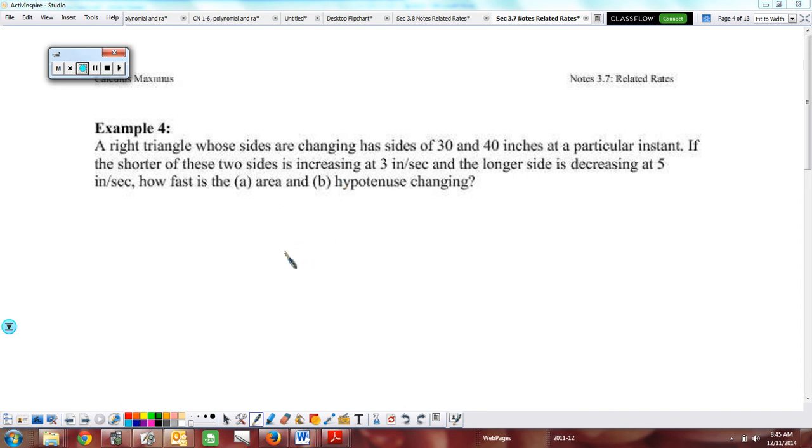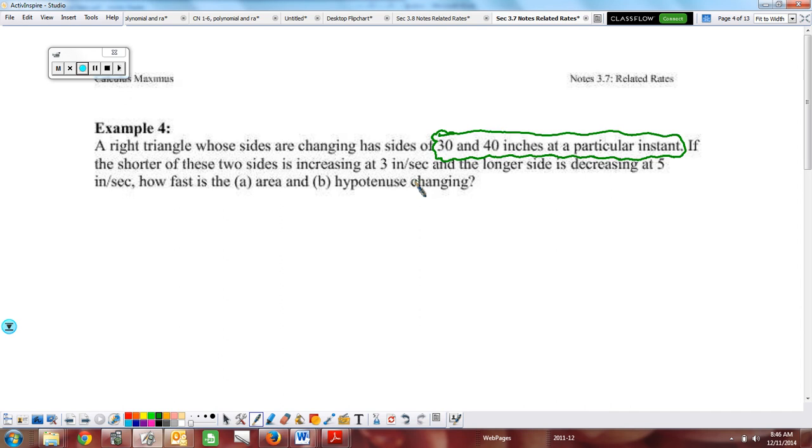Now, the first couple examples are focusing on the geometry type applications. So here's another one. We just did a rectangle. Now we have a right triangle whose sides are changing. At a particular instant, it has 30 and 40 inches. So this is going to be our when, and I'm going to circle that so I remember it. Where it says sides here, I want to say legs are 30 and 40, just to be a little bit more clear what I meant.